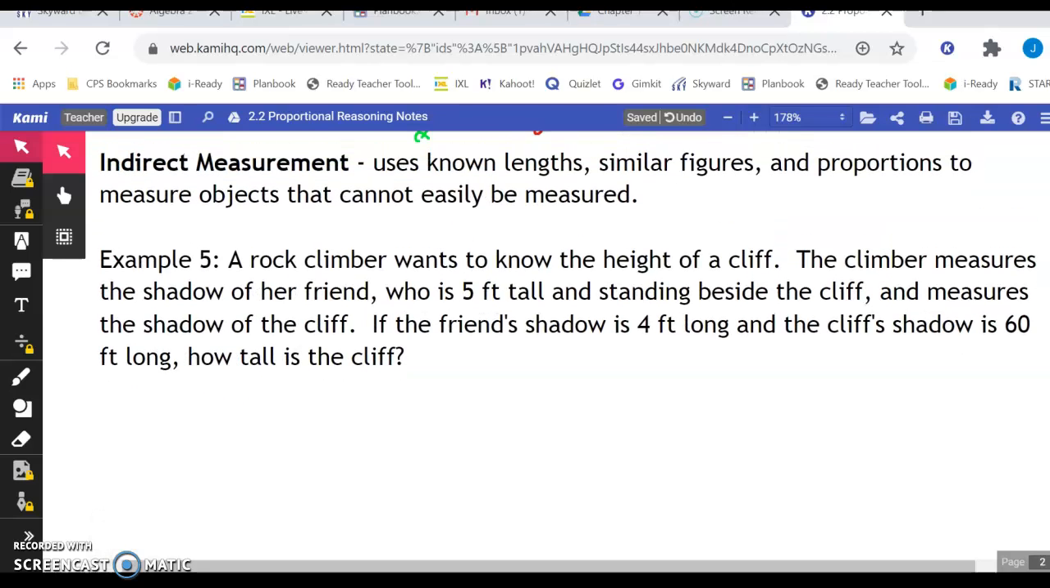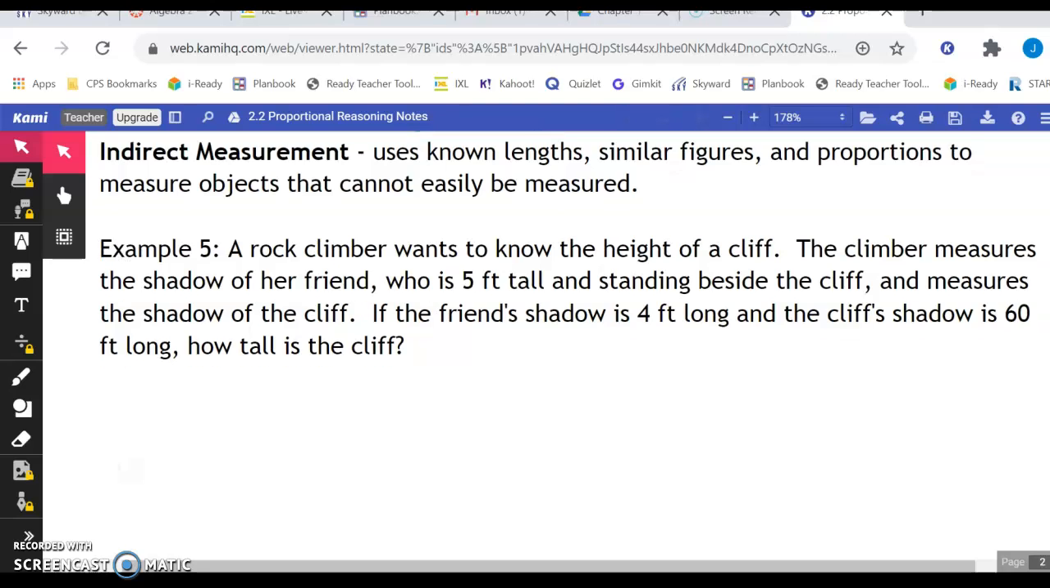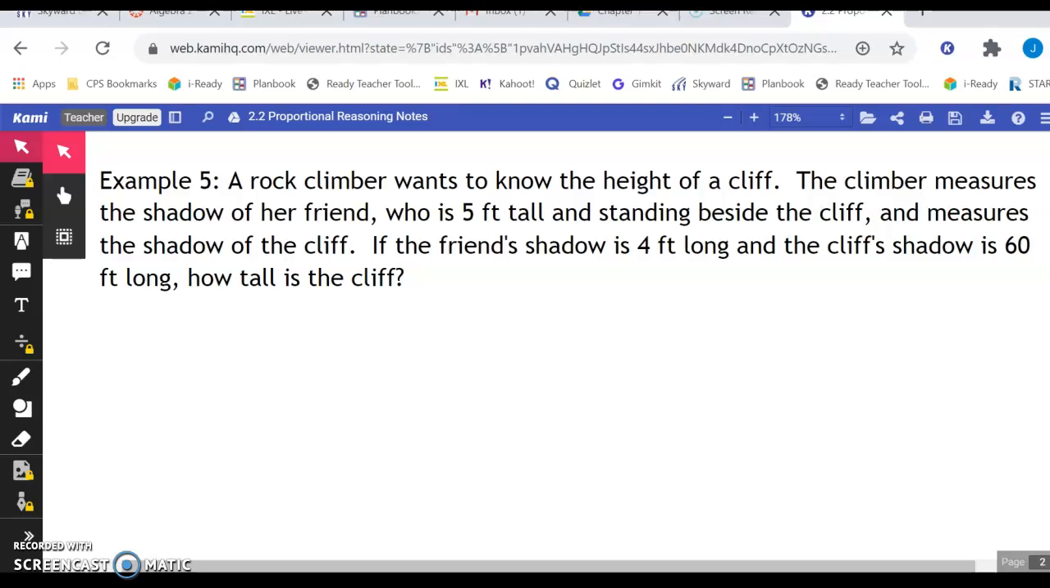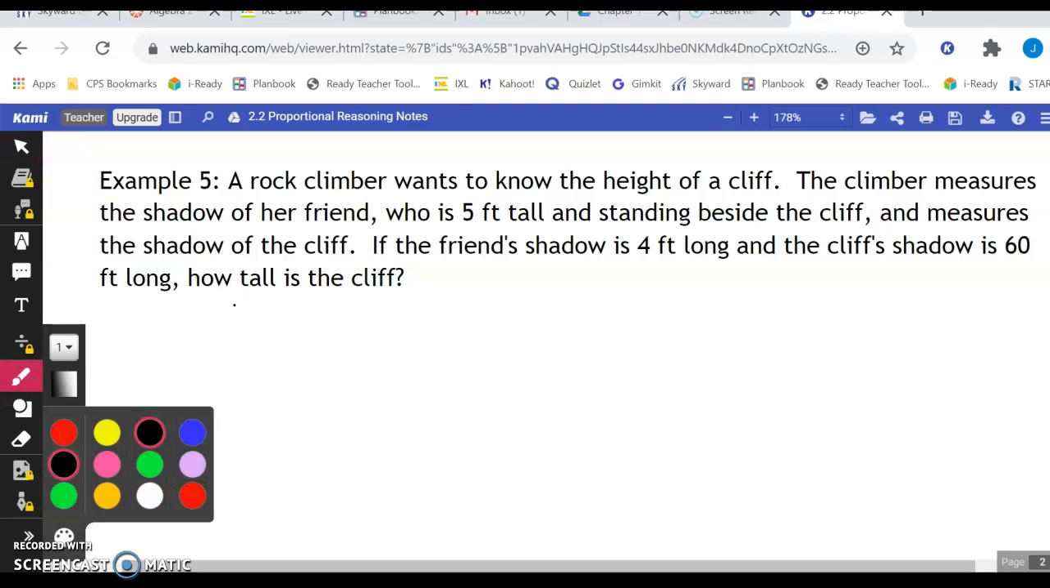Indirect measurement is where we use known lengths, similar figures, and proportions to measure objects that cannot be easily measured. So we're trying to figure out how tall something is that we just can't take a ruler out and measure. So example 5 says a rock climber wants to know the height of a cliff. So let's draw a picture.